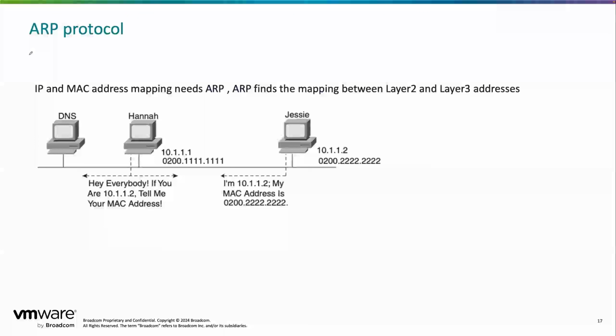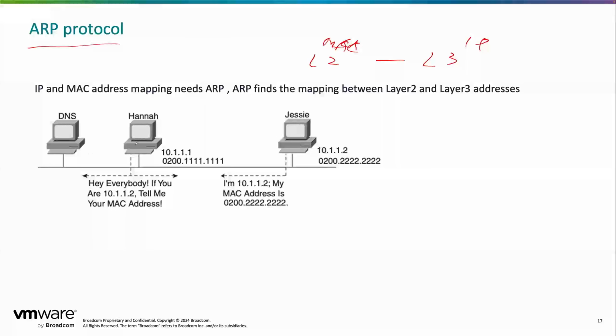So let's talk about the ARP protocol. I think everybody already knows the ARP protocol. ARP is a protocol that maps a layer 2 address to a layer 3 address. For example, ARP maps the MAC address on Ethernet to the IP address on the network layer.